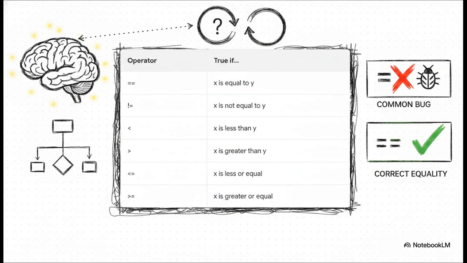To build those conditions, we use relational operators, which let us compare values. We've got standard math symbols like less than and greater than. But listen up. Here is a massive exam tip for you.